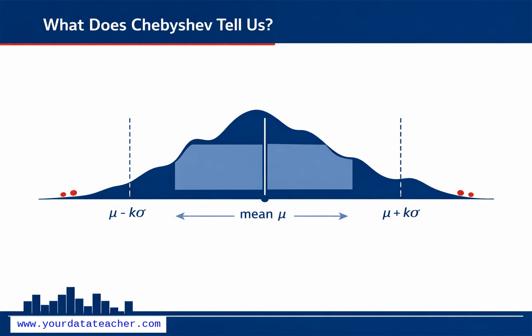Most of the values must lie within some number k of standard deviations from that mean. The central shaded band you see between mu minus k sigma and mu plus k sigma represents that interval. Chebyshev guarantees a minimum fraction of the data inside this band. The tails outside that band can be quite large. This is why Chebyshev is so powerful. It works for almost any distribution you might encounter in real data.